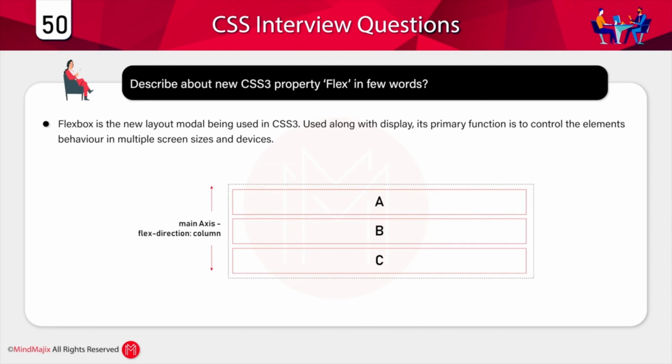Describe the CSS3 property flex in a few words. Flexbox is a new layout model being used in CSS3, used along with display. Its primary function is to control the element's behavior in multiple screen sizes and devices.